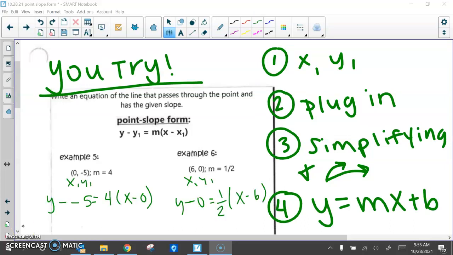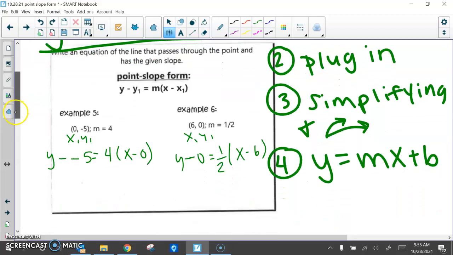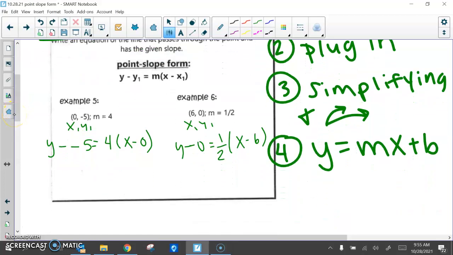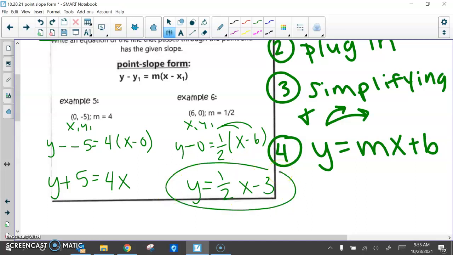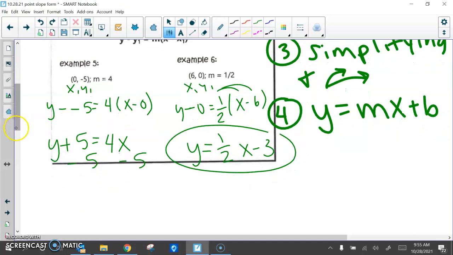So just by plugging in, you should have equations that look like this, and then you need to simplify. So when you simplify example 6 by distributing, you're already done. Example 5, you're almost done. So the last step is to subtract 5 on both sides. So y equals 4x minus 5.